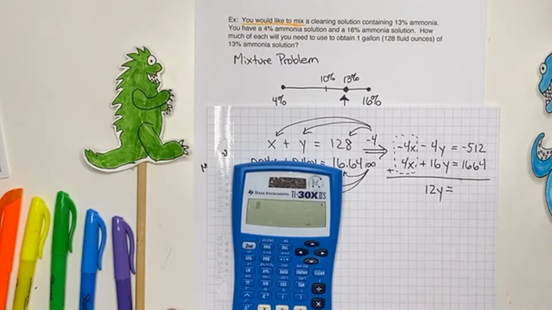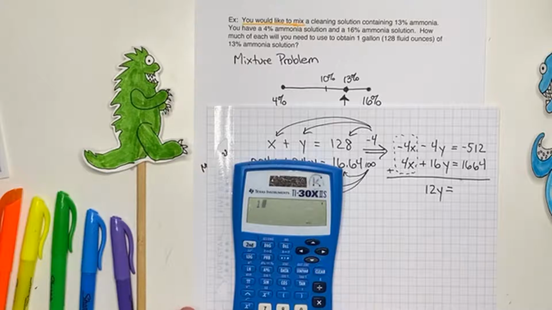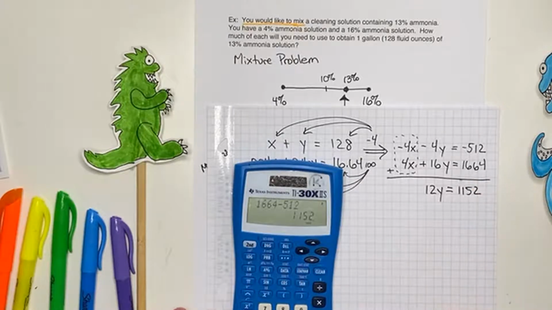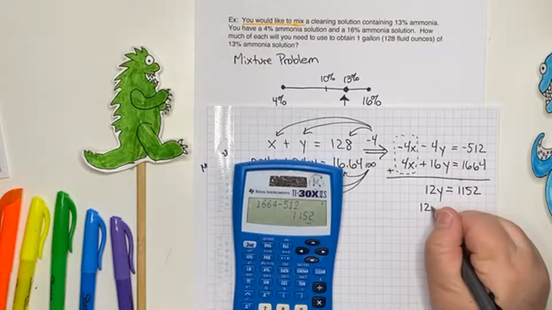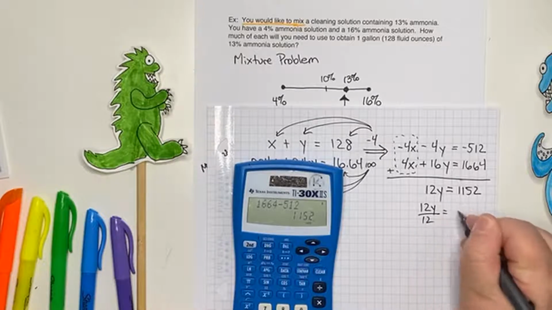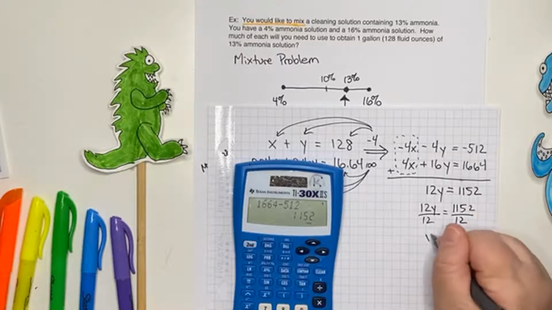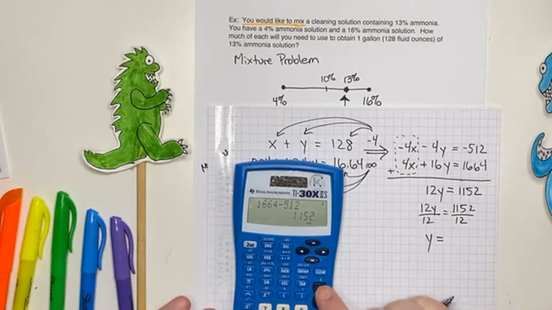1664 minus 512 is going to be what? 1152. Is that correct? 1664 minus 512 is 1152. Okay. Divide both sides by 12. Do you guys feel lucky? Shall we try? I don't know if it's going to work out exactly.